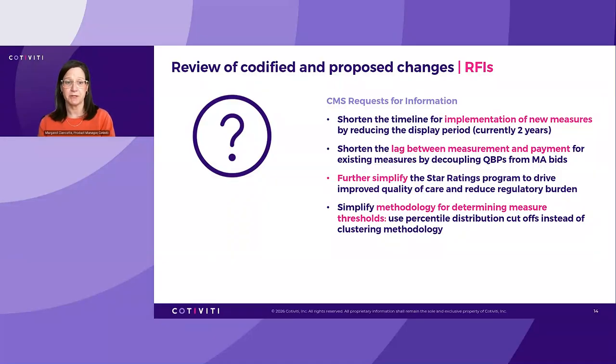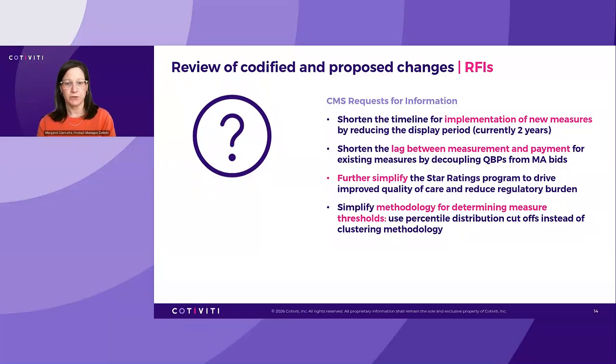So first, they want to add new measures to the program faster. Currently, measures must spend 2 years on the display page before joining the Star Ratings program, which you heard me say multiple times today. Shortening that time period would allow CMS to be nimbler and to adapt to the reporting needs more quickly.